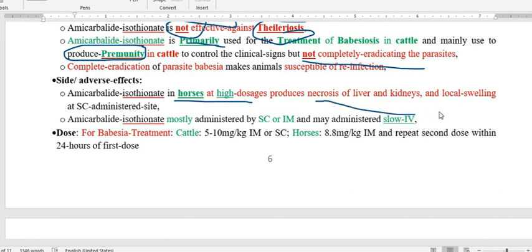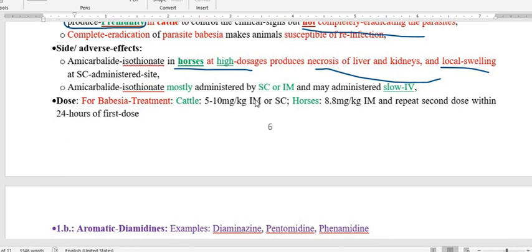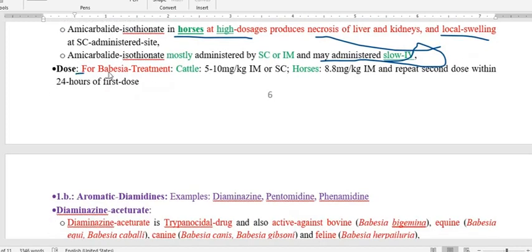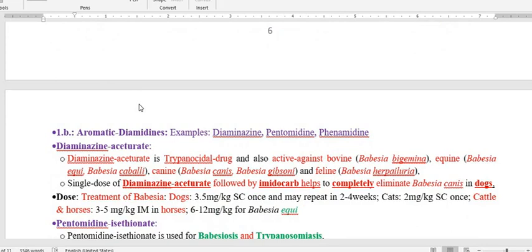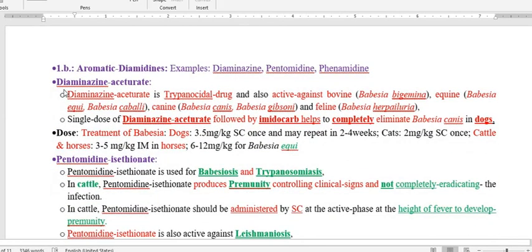As far as the side effects are concerned, in the horse at high dosage it produces some necrosis of the liver and kidney, and local swelling after subcut administration. Therefore, we may administer it by slow IV. For Babesia treatment in cattle, the dose for amicarbalide isethionate is 5 to 10 mg per kg body weight IM or subcut. For horse, 8.8 mg per kg IM.